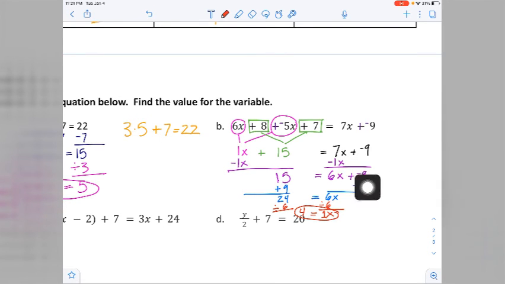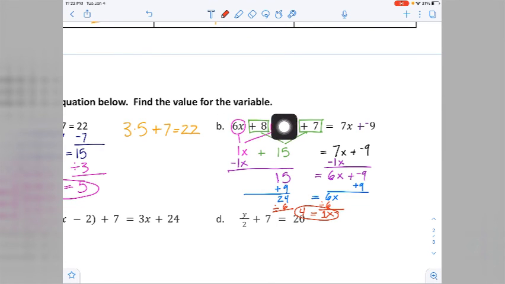Students that made mistakes did not do keep, change correctly, or they didn't do their math quite right and said things like 7 minus 1x is equal to 8x or something like that. Or they said things like 15 minus 9 equals 6 instead of 15 plus 9 equals 24. People got confused about things like that. Or they didn't combine their like terms correctly.